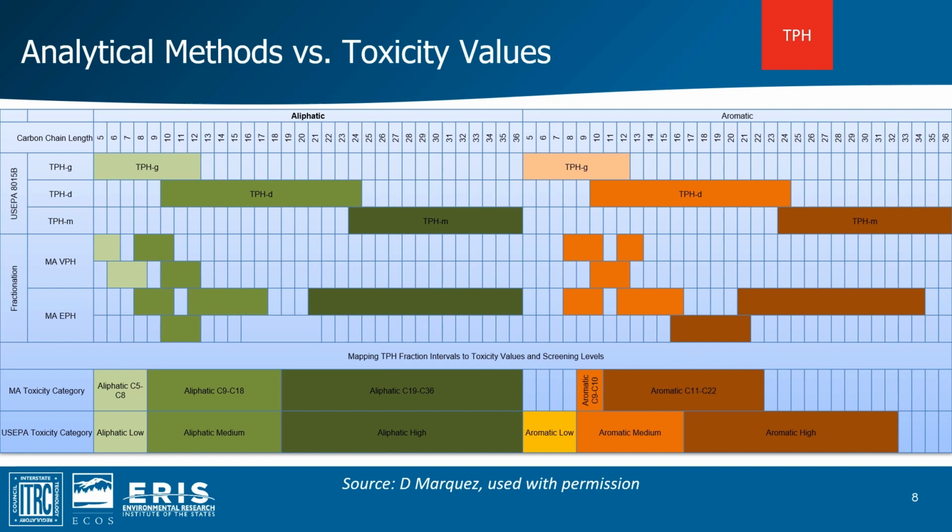This graph presents TPH analytical methods on the left and number of carbon atoms across the top. Aliphatics are presented in green and aromatics are presented in orange. The bottom of the graph translates the TPH analytical method fraction intervals, the green and orange boxes, into TPH fraction-specific toxicity values to help characterize risk. If you recall, in the TPH fate and transport video, we discussed US EPA's toxicity fractions, low, medium, and high, for aliphatics and aromatics.